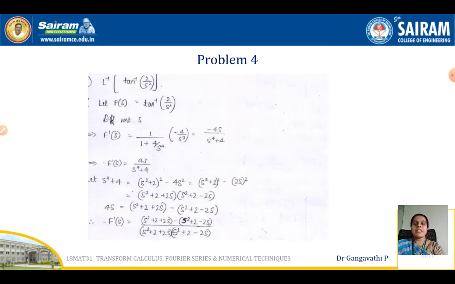So take f of s given as tan inverse of 2 by s square and differentiate it. F dash of s is, differentiation of tan inverse x is 1 by 1 plus x square, and similarly 1 by 1 plus (2 by s square) the whole square into differentiation of 2 by s square, which gives you minus 4 by s cube. On simplifying, we get this expression: minus 4s by s to the power of 4 plus 4. So f dash of s is equal to minus 4s by s to the power of 4 plus 4, and this is s to the power of 4 plus 4 in the denominator.